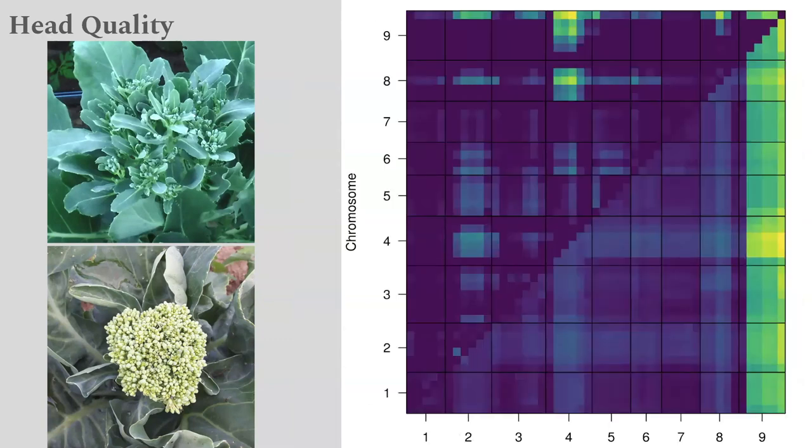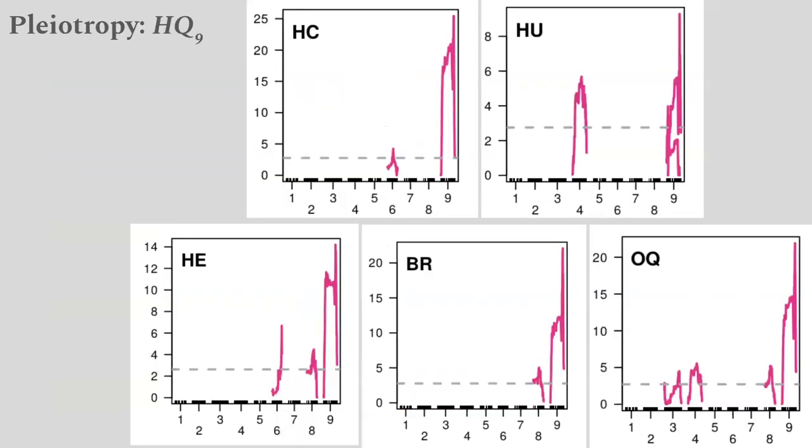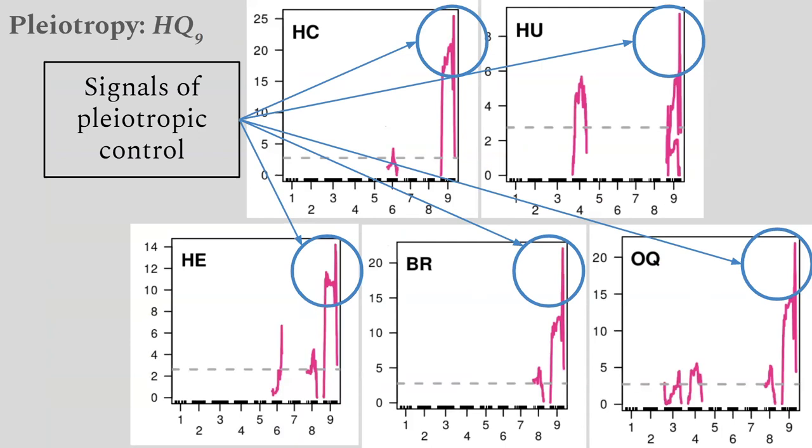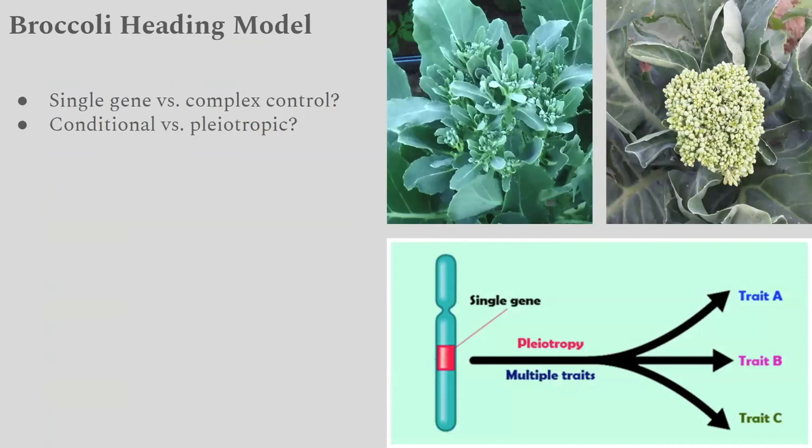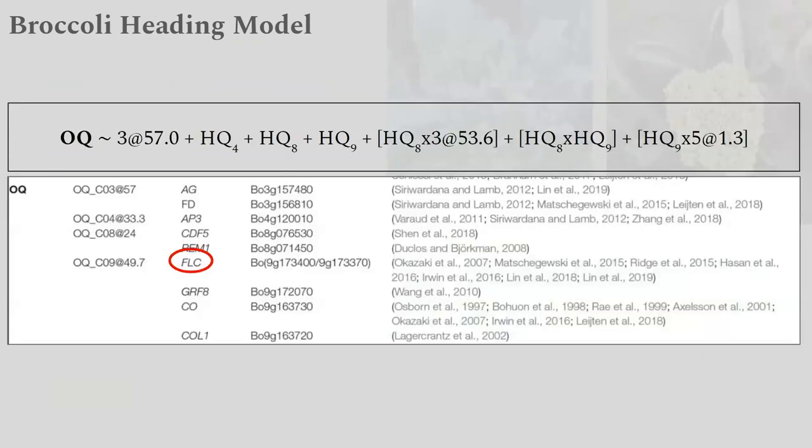And we found evidence of epistatic interactions as well, where chromosome 9 is interacting with other genomic regions. Pleiotropic control: this same hotspot has consequences for these other traits, head color, head compactness, uniformity, bracting. So we can rule out the single gene hypothesis and show that there is probably strong pleiotropic control in this heading phenotype. We found the FLC gene was located under that head quality 9 peak.